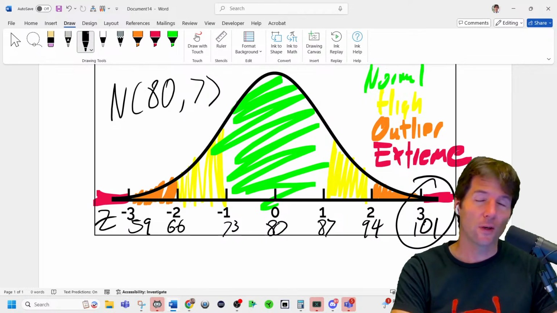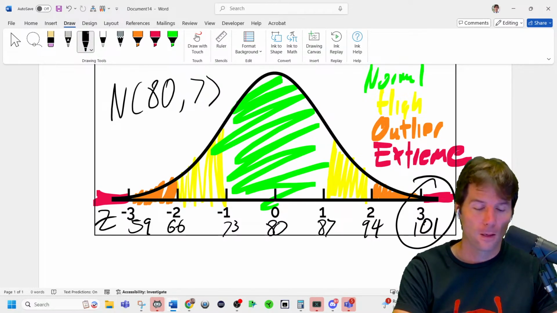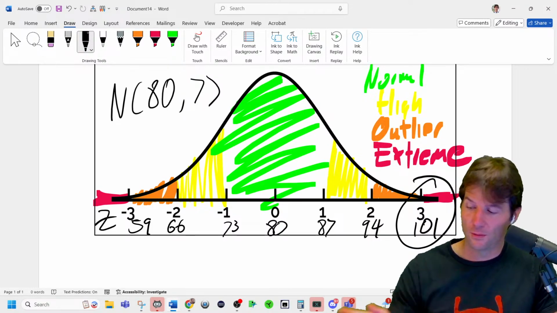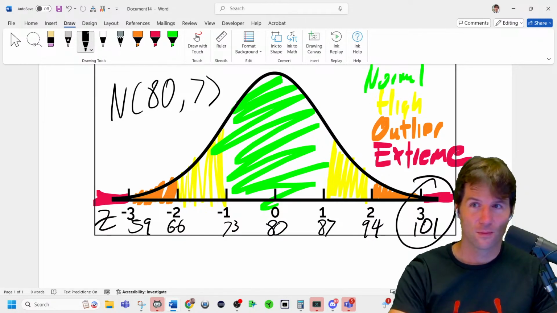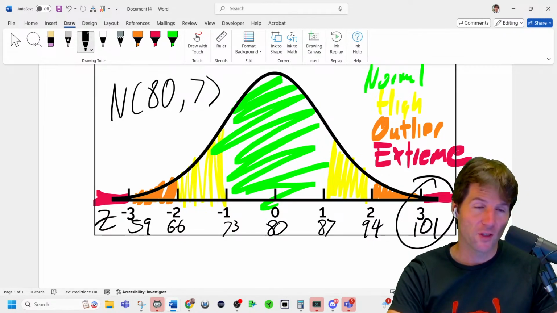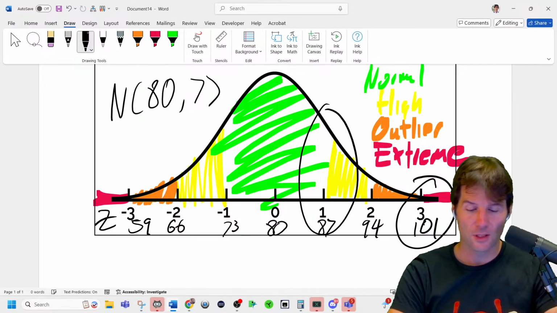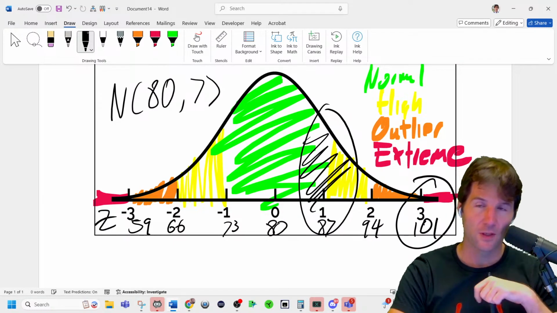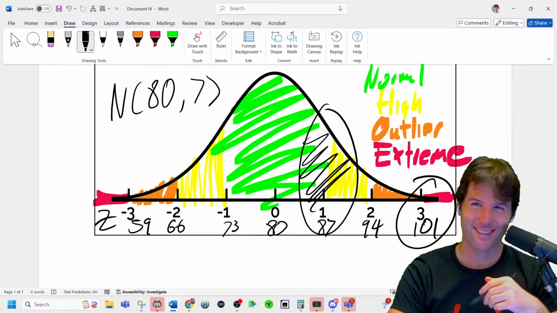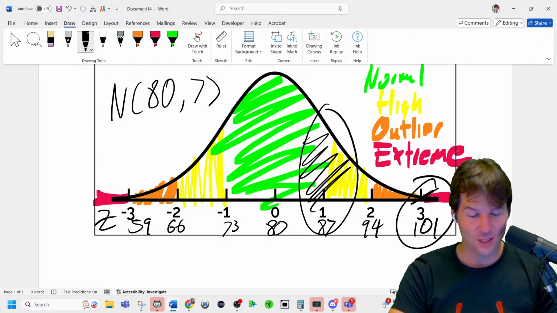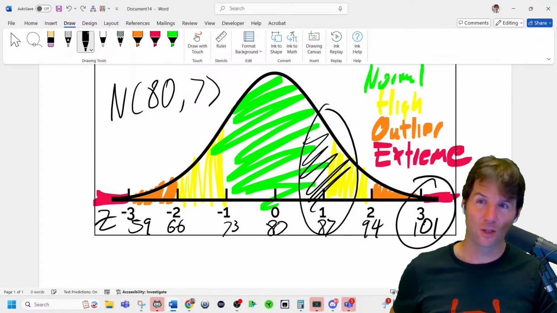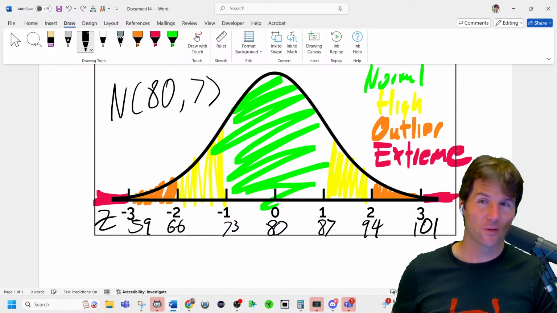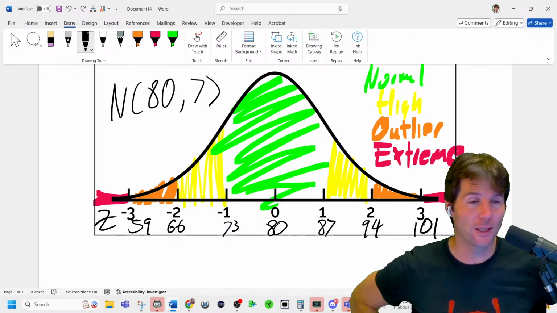It's not too far, it's just very unusual. If you heard your friend got 101, you'd be shocked. If your friend said I got an 87, you'd be like, well, a lot of people got an 87. You can see by the bulk of the data, the concentration of area around this, that a lot of people got an 87. So 101 doesn't have much data near it. There's very little observations around it, meaning 101 is a very extreme, unlikely thing to occur.